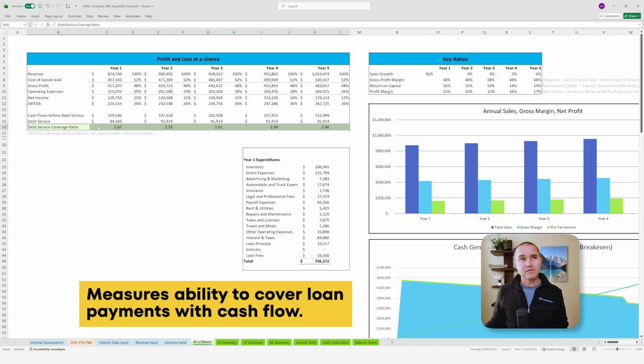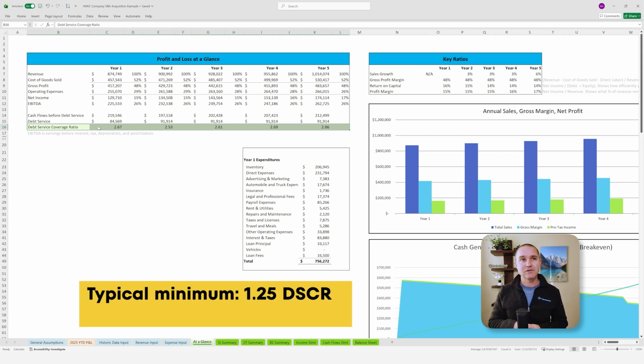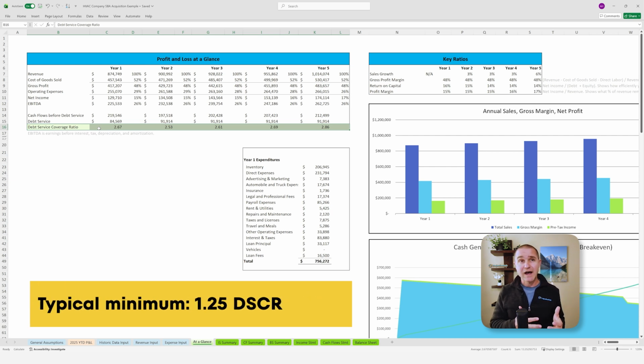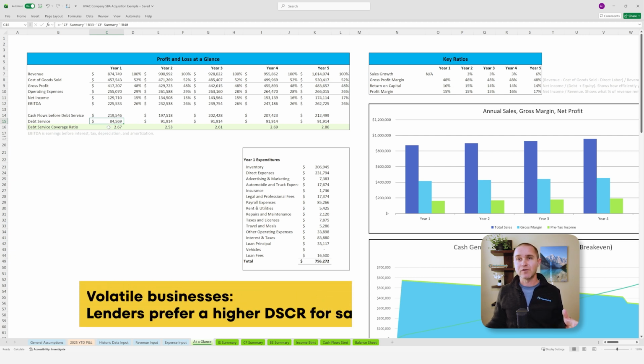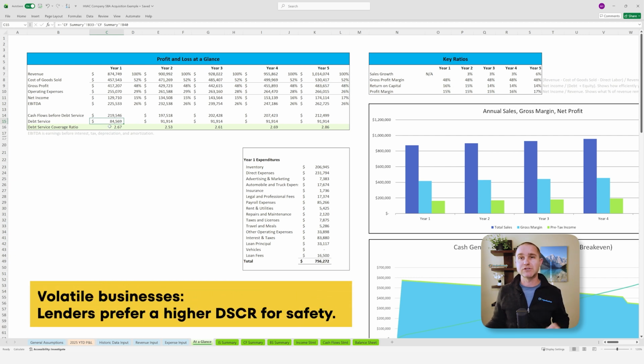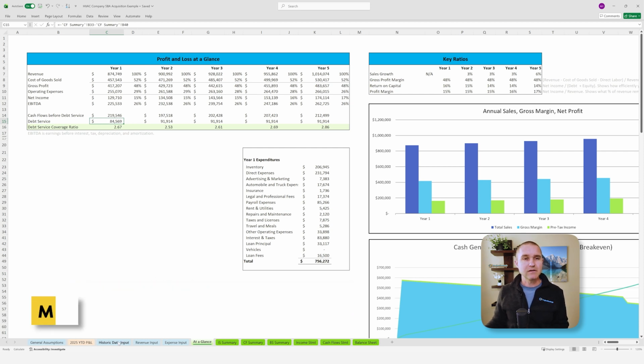Typically for a business that's really steady and stable and just growing slowly, you might be able to get away with a debt service coverage ratio of 1.25 as typically the minimum, meaning you have $1.25 of cash flow for every dollar of annual loan payments or debt service. So 1.25 is the norm on the low end. But in this case, because it's such a volatile business, the lender probably is going to want you to have a higher debt service coverage ratio. So let's take a look at how we model this.